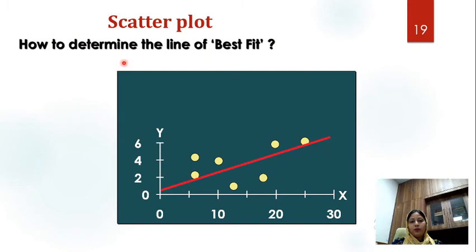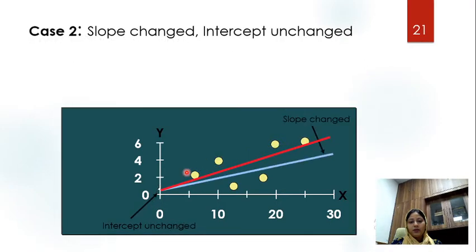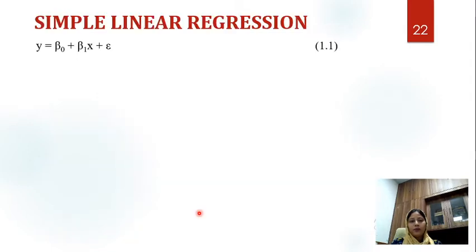The way out is to plot the xi, yi data and then determine the line of best fit. For example, if we have our data like this, then here the slope is unchanged but the intercept is changed. We can make such a line. For the same set of data we can have something like this, where the slope is changed and the intercept is changed. Now which is the line of best fit? That is the problem. Let us move on to simple linear regression.